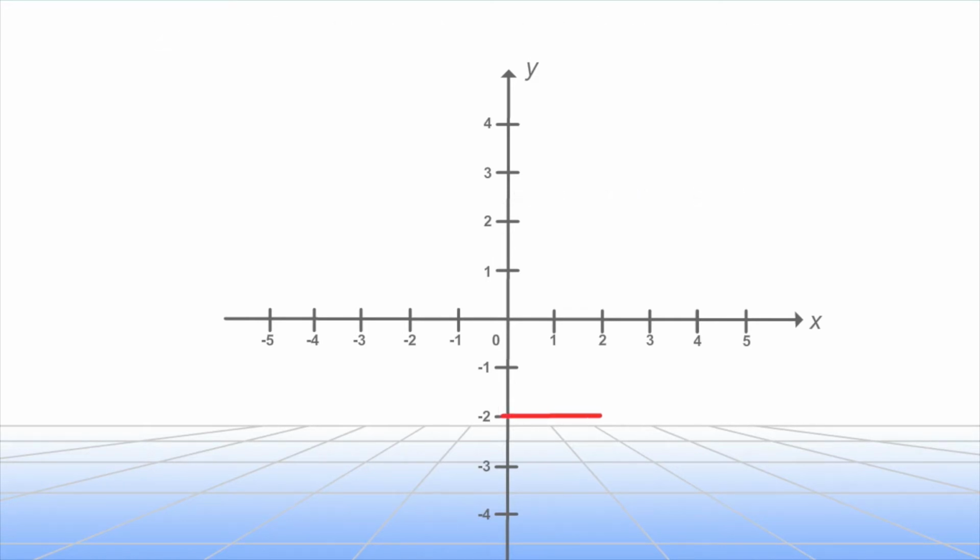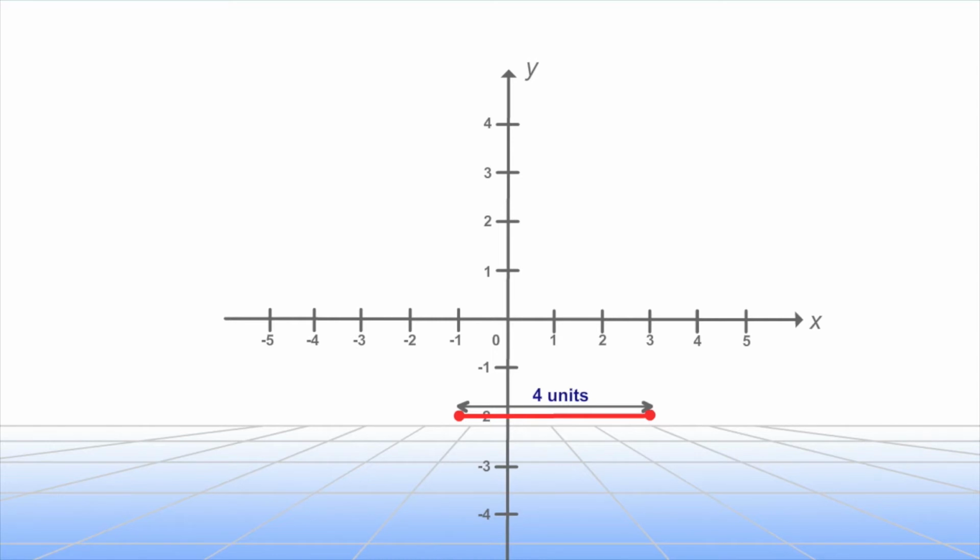Let us take a look at another horizontal line. We can count the number of units to determine its length. There are 1, 2, 3, and 4 units. Thus, the length of the line segment is 4 units.